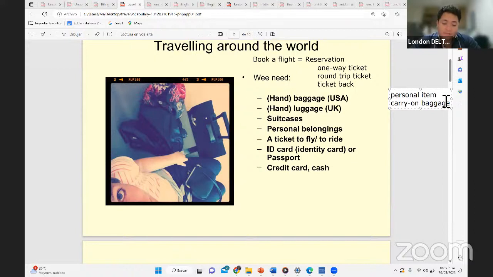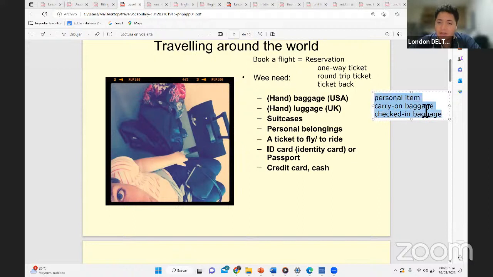And then you have the checked-in baggage. Ese es equipaje documentado, ¿verdad? Que es más grande, una maleta más grande que iría en el avión y no contigo, eso se llama checked-in. So, depends where you're traveling, but usually I always have the personal item and carry-on baggage with me. Although if it's very long trip, I would maybe get a checked-in baggage too.